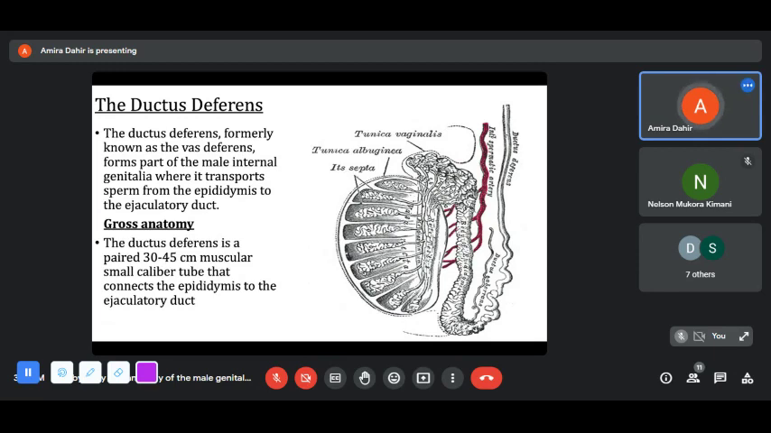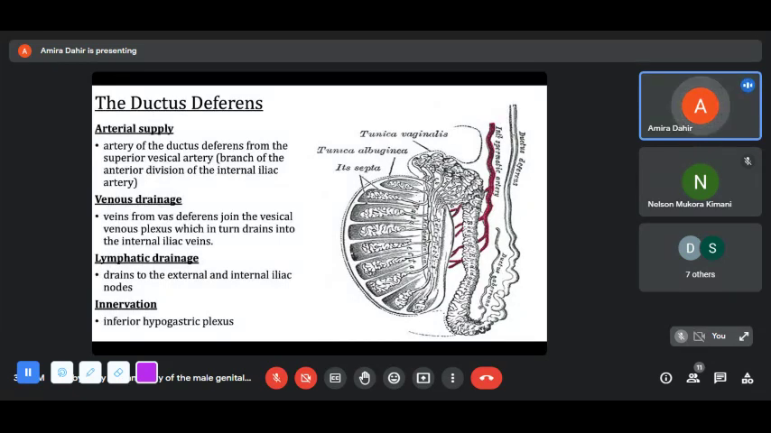We can move to the ductus deferens. The ductus deferens, formerly known as the vas deferens, forms part of the male internal genitalia where it transports sperm from the epididymis to the ejaculatory duct. It is a paired 30 to 45 centimeter muscular small caliber tube that connects the epididymis to the ejaculatory duct.